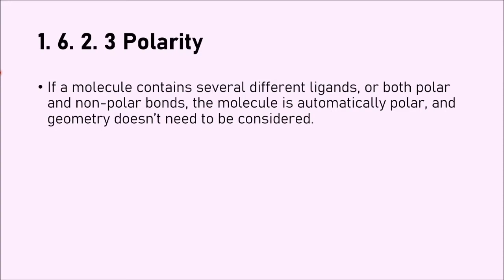So in a molecule, if we have both polar and non-polar bonds, or in a molecule we have only polar bonds but they are all different, their dipoles are different because all the atoms surrounding the central atom are different, then automatically the molecule is polar. We don't need to look at the geometry at all. Already, because we have different dipoles, we will already have an overall dipole moment. We will already have an uneven distribution of electrons just because the moments of the dipoles are different. That means we will have an overall polar molecule. So we don't need to go ahead with looking at the geometry.